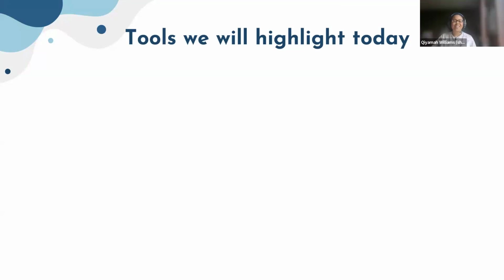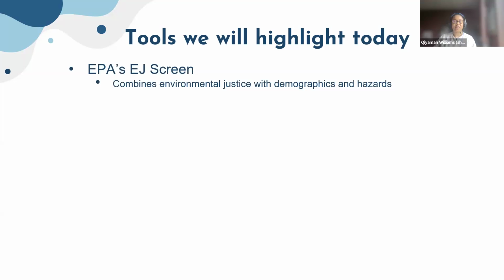So thank you for that intro into tools from Allie. I'm going to dig into a couple of the tools that we use a lot in our line of work and our partners, starting with EPA's EJ Screen, which you heard a little bit about already from Allie. This is that tool that really uses environmental justice combined with demographics and hazards to give information and outputs.